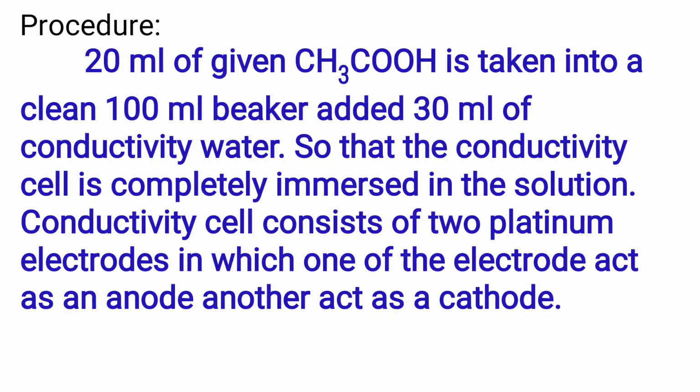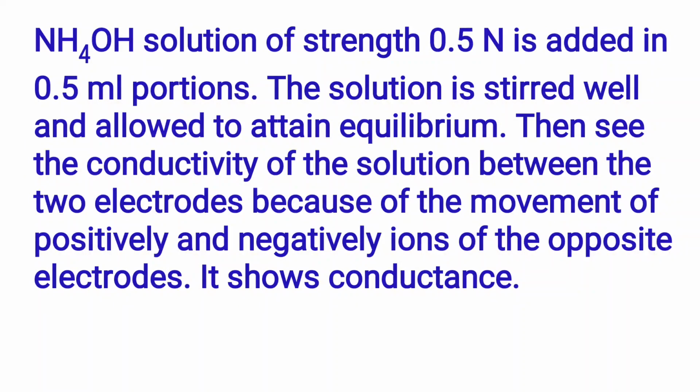The given acetic acid is transferred into a 100 ml SMF and made up to the mark using distilled water. 20 ml of this solution is pipetted out into a clean beaker, adding 30 ml of conductivity water so that the conductivity cell is completely immersed in the solution. The conductivity cell consists of two platinum electrodes, in which one electrode acts as an anode and the other acts as a cathode. Ammonium hydroxide solution of strength 0.5 N is added in 0.5 ml portions from the burette. The solution is stirred well and allowed to attain equilibrium.